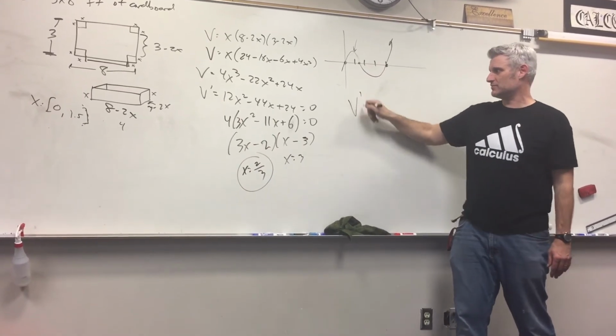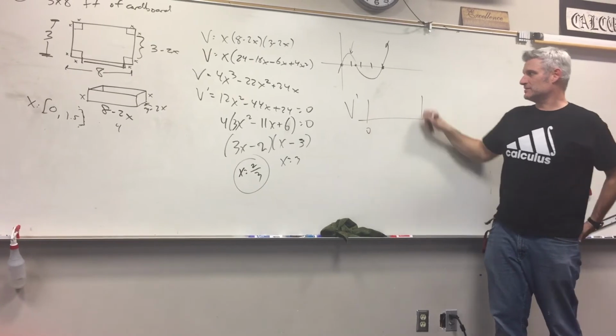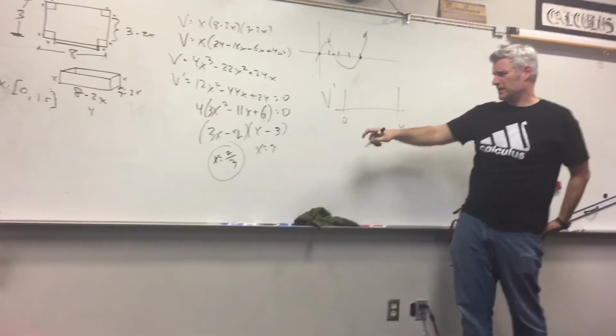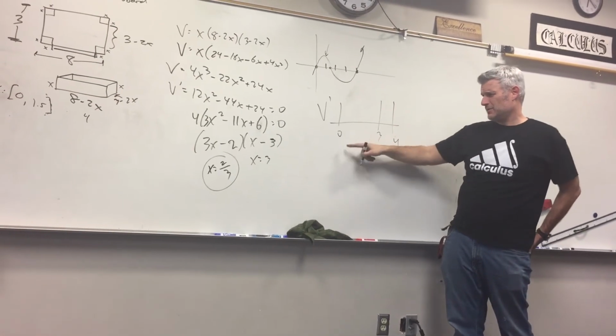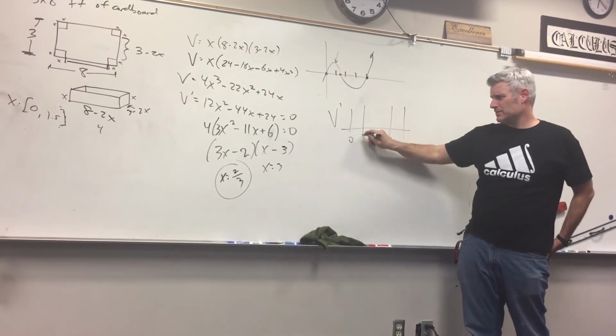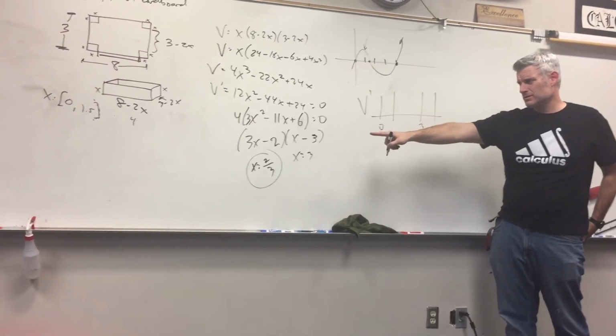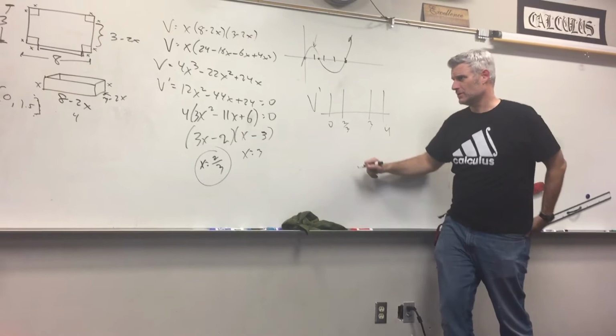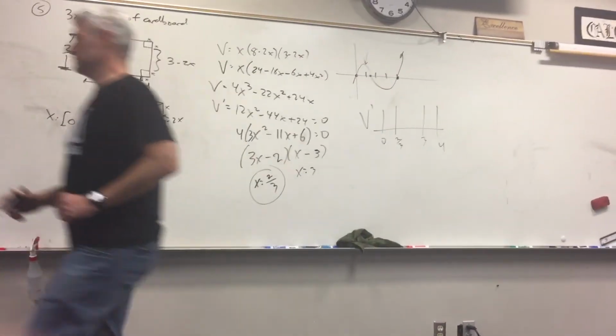Well, if you sign test volume, you already know it's going to be 0 to 4. And we're going to have a 0 at 3. And we're going to have a 0 at 1.5. 2/3, oh no. A 0 at 2/3.